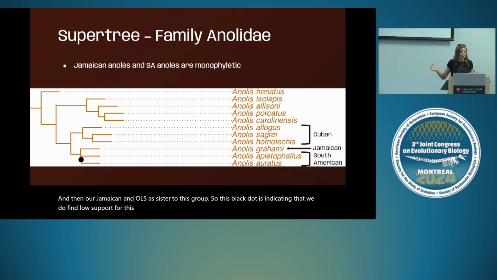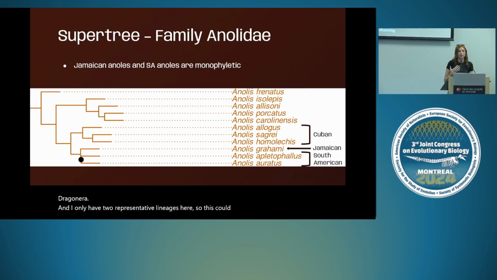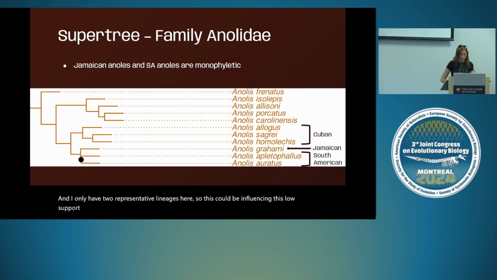I think there's an obvious issue here in anoles of very low sampling of genomes. As I mentioned, there are over 400 species in this genus, and there are only 11 genomes present here. This is our current sampling. And then also we have low taxon sampling within Draconura. There are hypothesized to be over 150 species within Draconura, and I only have 2 representative lineages here. So this could be influencing the low support for this relationship as well.